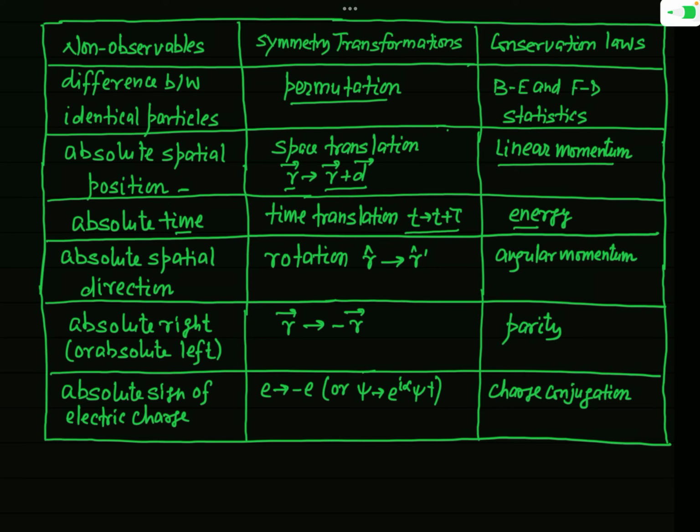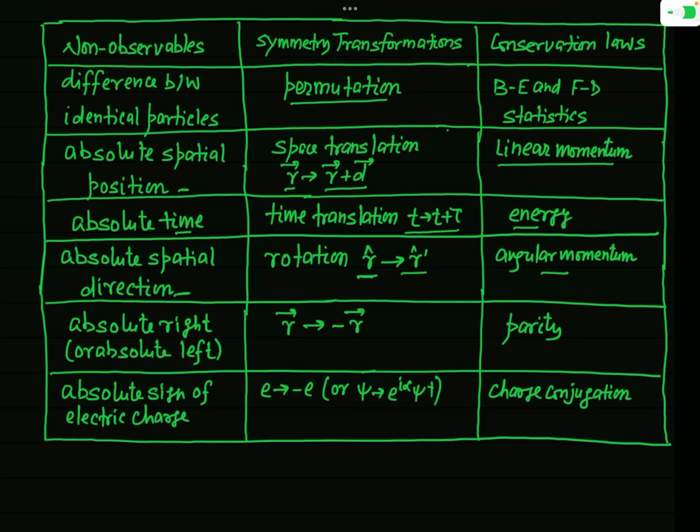Next non-observable is absolute spatial direction, and here the symmetry transformation is rotation, and this rotation is mathematically expressed as r hat, which is a unit vector in a particular direction, is now rotated to another direction, r hat prime, and this leads to the conservation principle of angular momentum.